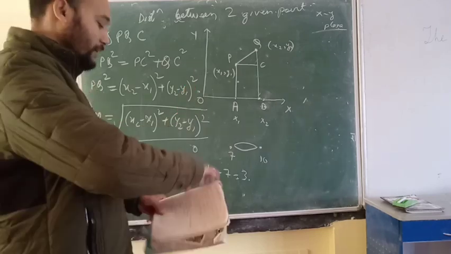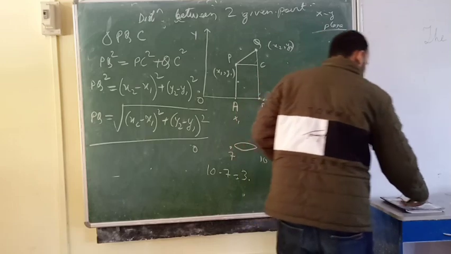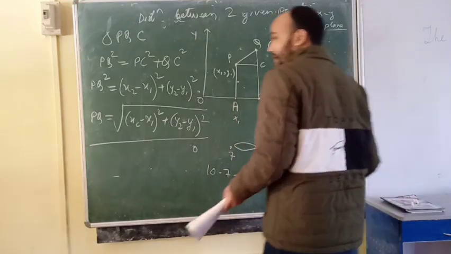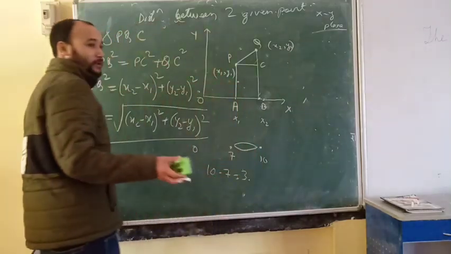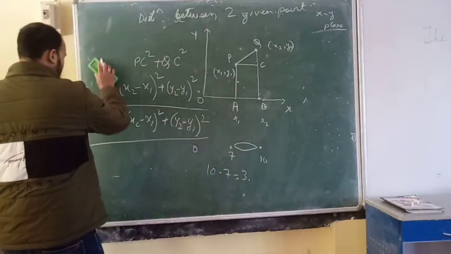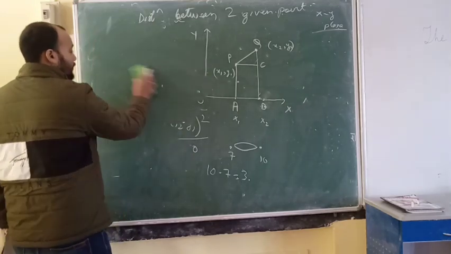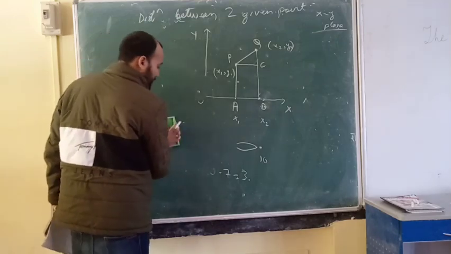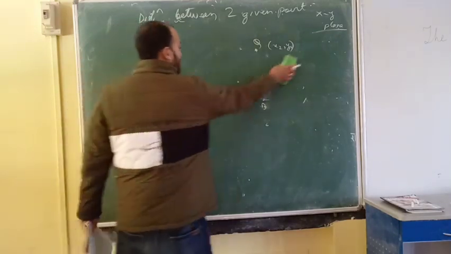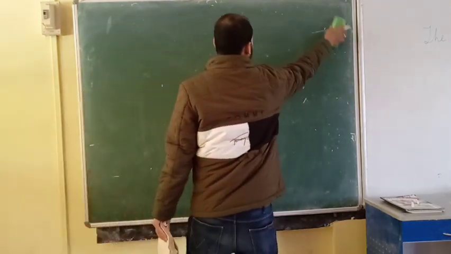Now see, suppose there is a collinear question. The questions are similar. What is collinear? If two or three points lie on the same line, they are collinear.